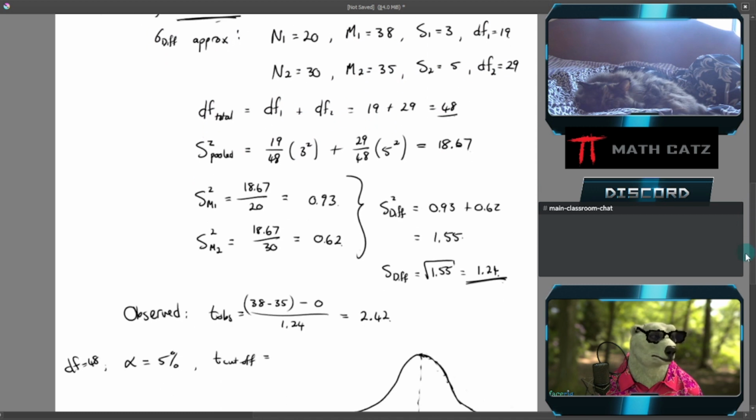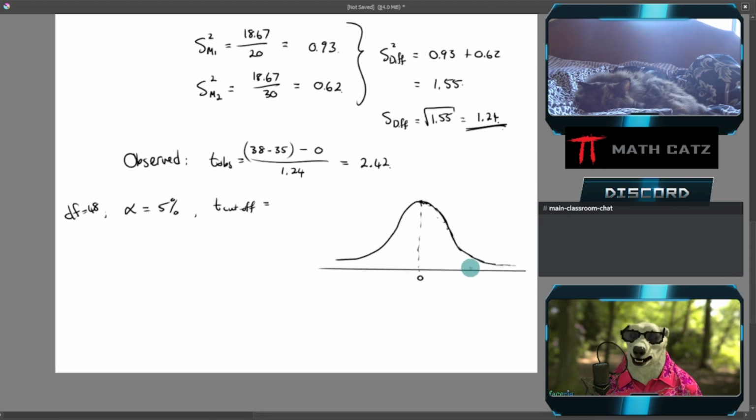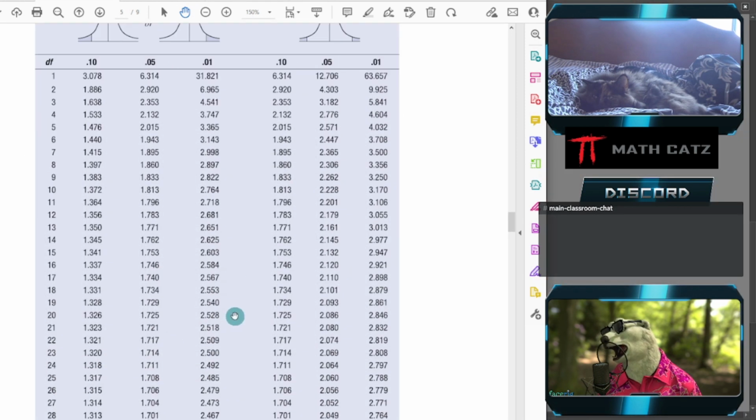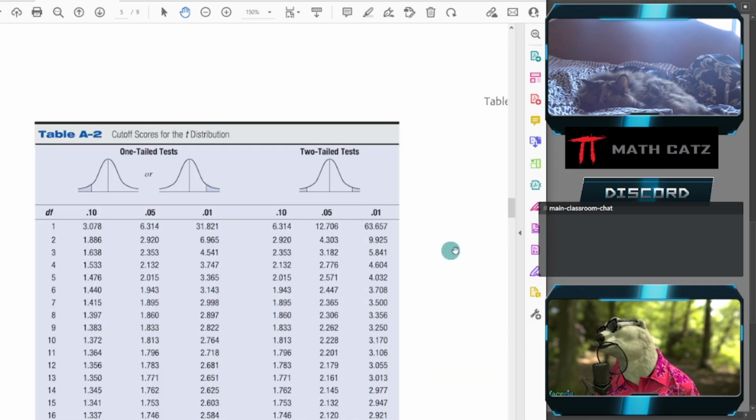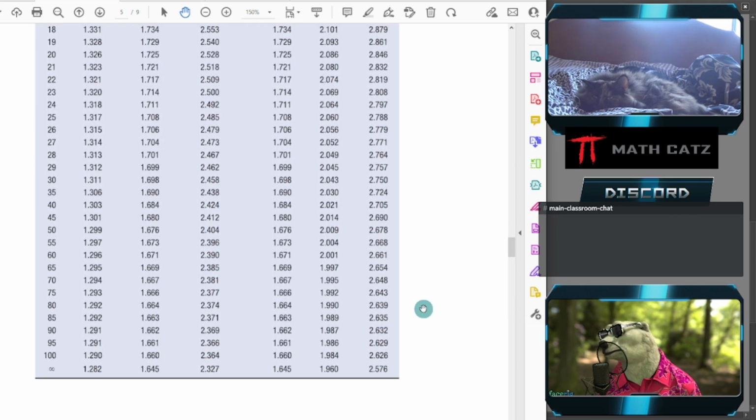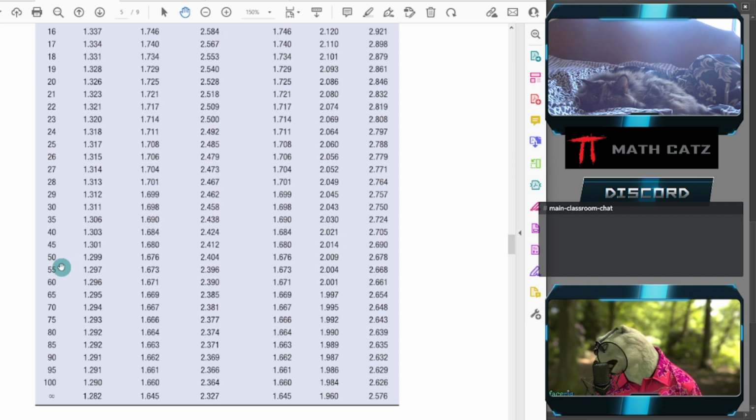So we're over here, 5% in the tail on the right, T cutoff, and we look it up with our data tables because we're doing everything by hand. We're looking for a degree of freedom of 48. Now we don't have that, so what we tend to do is just pick the closest one. So we are sort of rounding things in a way there anyway.